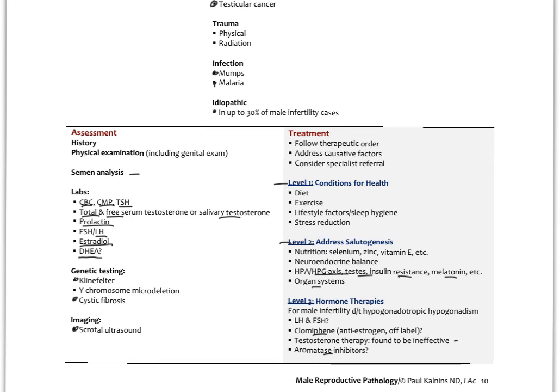So that is male infertility, and that wraps it up for a general discussion of endocrine disorders. In the next video series, I'll focus specifically on prostate disorders, and we'll look at BPH, prostatitis, and prostate cancer.